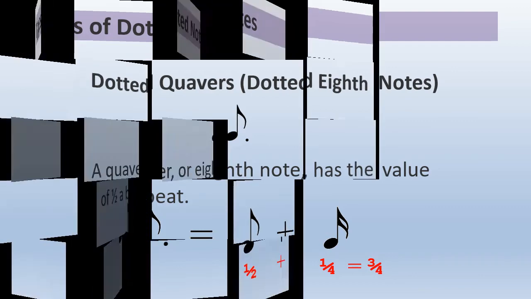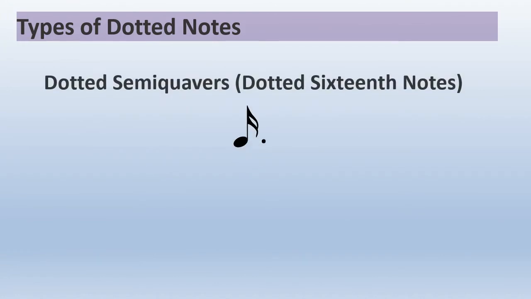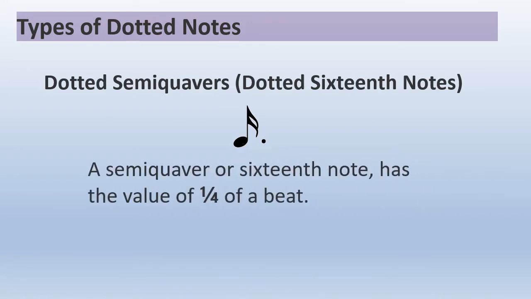Let's take another one, which is the dotted semiquaver, or the dotted 16th note. The semiquaver itself, or the 16th note, has the value of 1/4 of a beat. So the dotted semiquaver will now give us 1/4 of a beat plus half of that 1/4. Half of 1/4 is 1/8. So if we add both together, that gives us 3/8 of a beat.